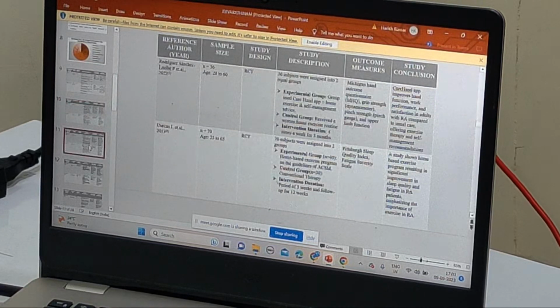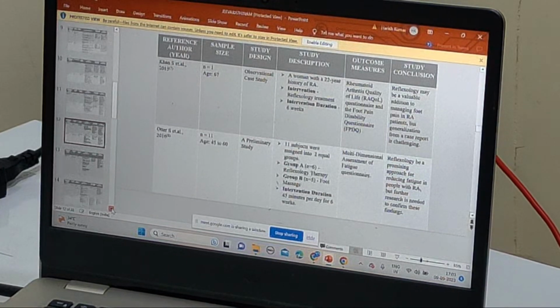Next, these two studies focus on home-based exercises. In the Rodriguez study, 36 rheumatoid arthritis patients used a calendar app for 3 months versus a control group with written exercises. The app improved hand function and patient satisfaction.